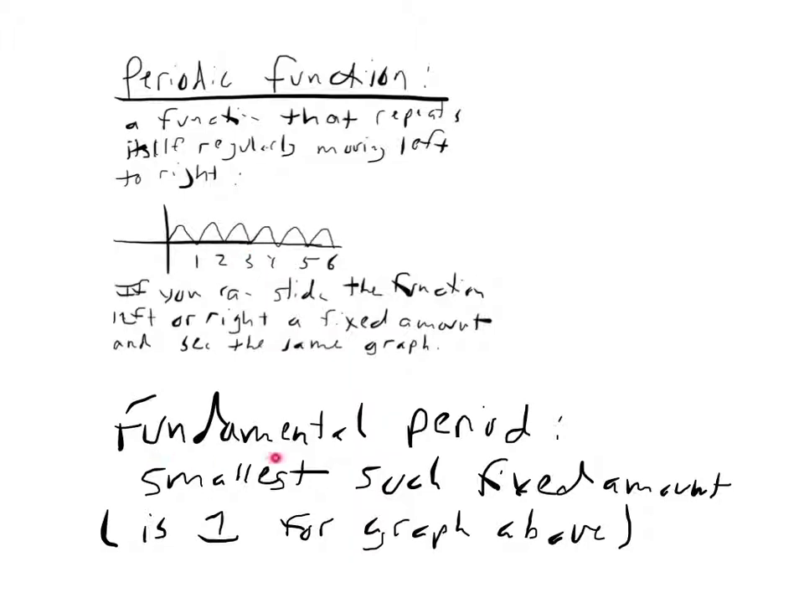So what we're going to want to talk about is what the fundamental period of a function is, and it's the smallest such fixed amount that I could slide left or right and see the same thing. In this case, my fundamental period would be 1.